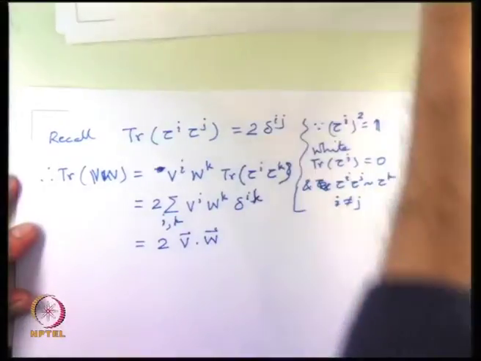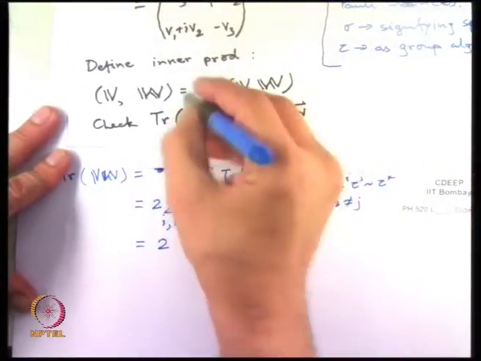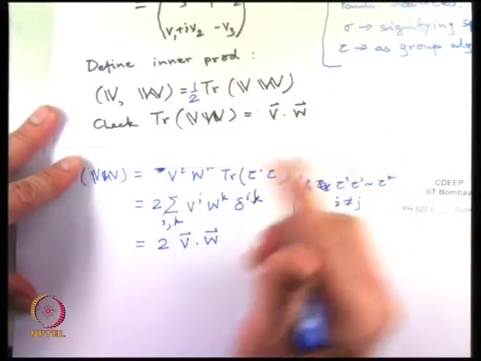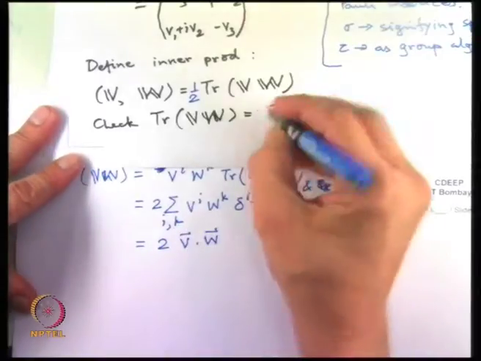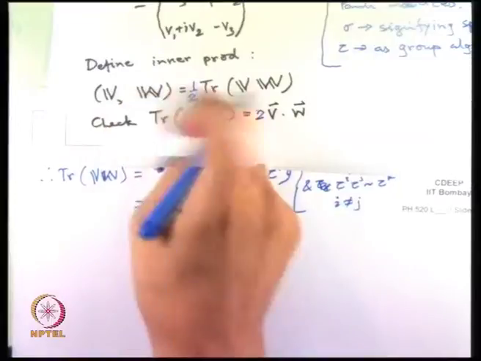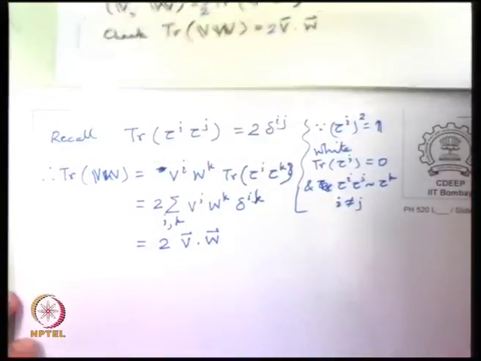So I have to supply a factor 2, or you can define it as half. So we don't have to worry. The trace is of course twice, so you define the inner product to be half of that, so that it is exactly the same inner product.